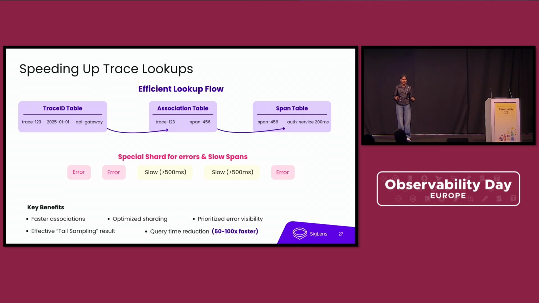Now, the key innovation here is the special shards for error and slow spans. So you store error and slow spans in special storage, so it is accessible faster, and you don't have to go through all the tables and all the data. When troubleshooting occurs, you first go to the trace ID table, then get the associated spans, and then look at the span details. And if you have to do an error investigation, you can directly look up the special shard instead of going to the whole table. This helps you increase the query efficiency by 50 to 100x.